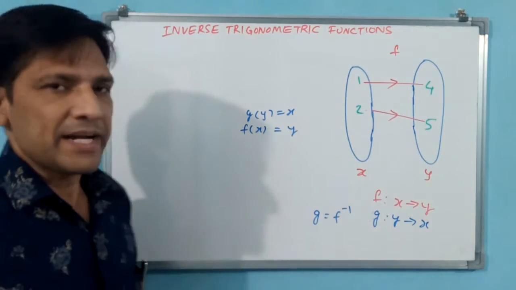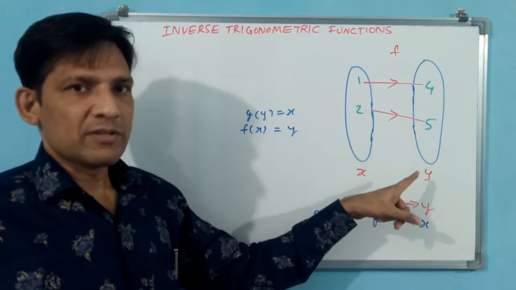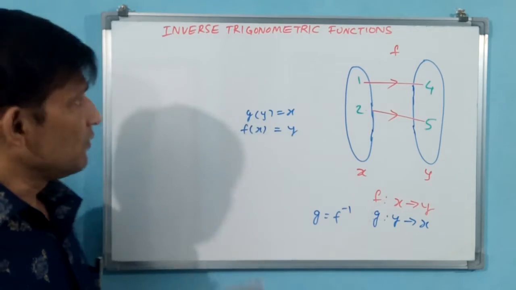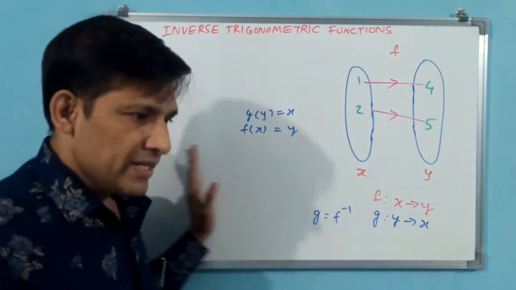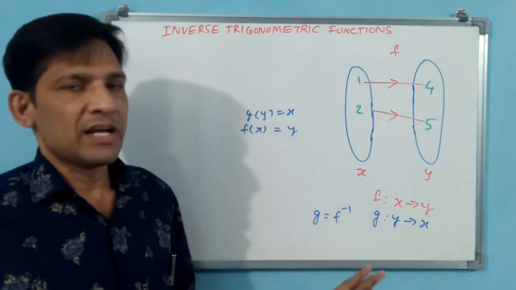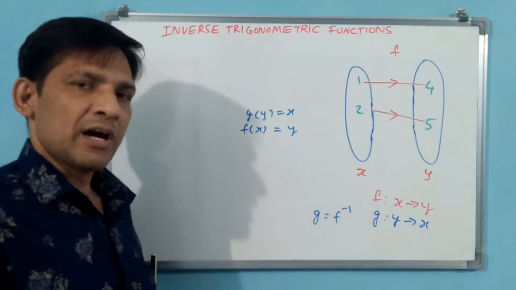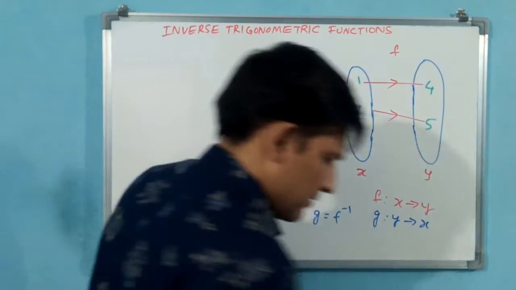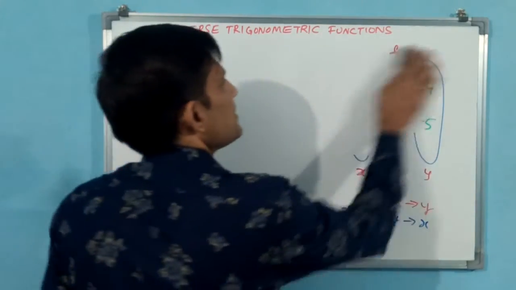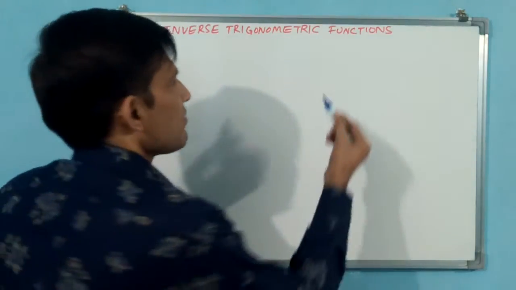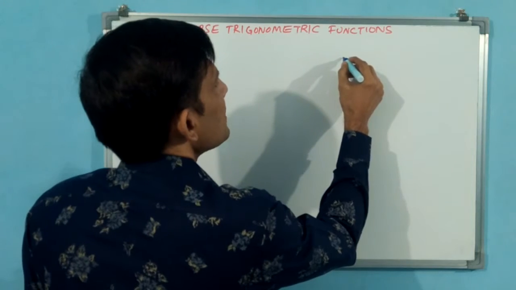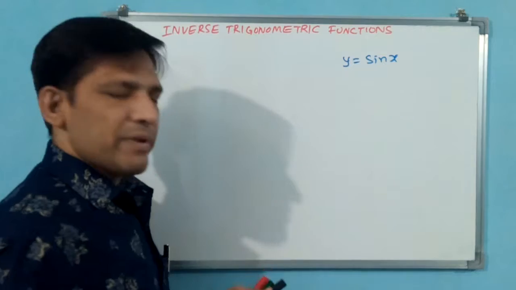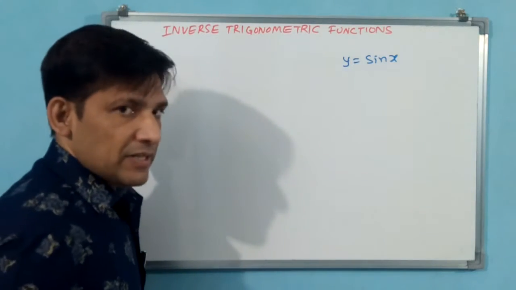Now you understand that for becoming the inverse of a function, it should be one-one and onto. Then we go for trigonometry. We will see whether trigonometry is a function or not, then whether it is one-one and onto, and then we will understand whether it has an inverse or not. Now I am doing the basics of trigonometry. I am writing y is equal to sin x. This is a trigonometric function. Whether it really is a function or not, we will see now.